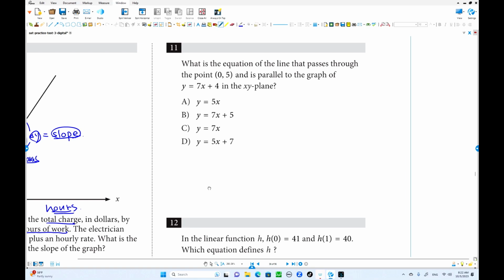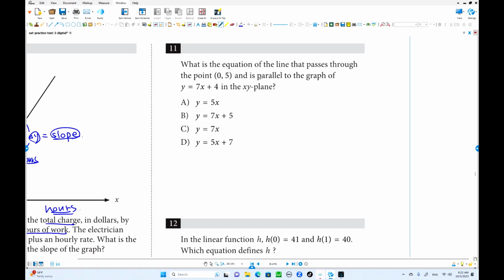Here is number 11. The equation parallel to this graph, so we take this one. Slope is 7, and y equals 7x. But it is going to pass through this point. What is this? The y-intercept. So plus 5, that is the answer. So 7x plus 5 is the answer.